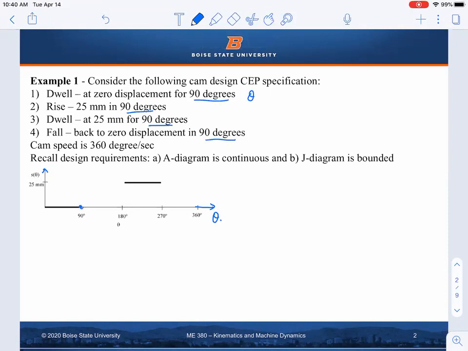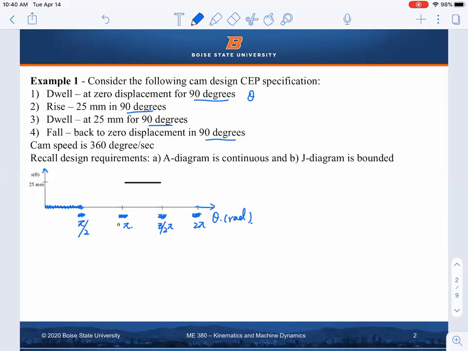The first segment is from 0 to 90 degrees. Usually I recommend you use radians. The second segment is another 90 degrees, so it ends at pi, and then there's 3 half pi, and then eventually 2 pi. That's how you find all the segment boundaries. The first one is a dwell at 0 displacement for 90 degrees, so it maintains 0 displacement.